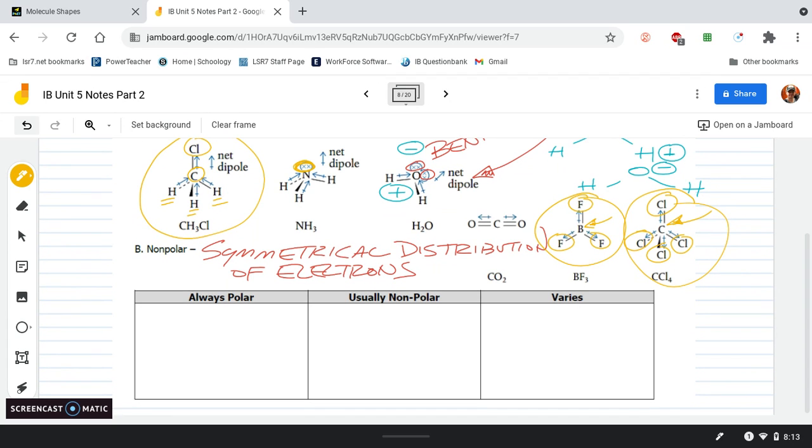Now, always polar, usually polar, varies. Basically, you got to be kind of careful with terms like always and usually. This chart here is useful, except for this word right here, usually nonpolar, because you always have to check the elements. Okay, so what's always going to work out? What's always going to be polar? Well, bent, both of them. So both of your bent molecules, they're obviously not symmetrical.